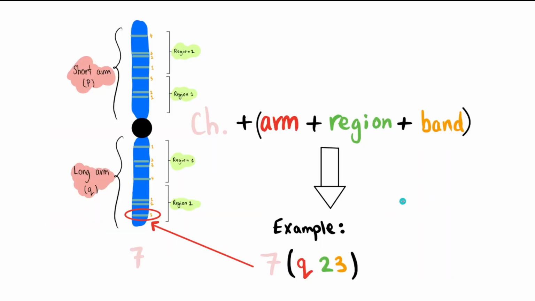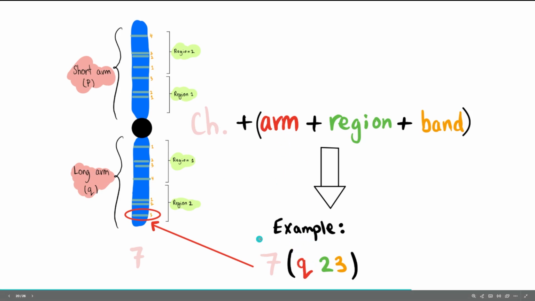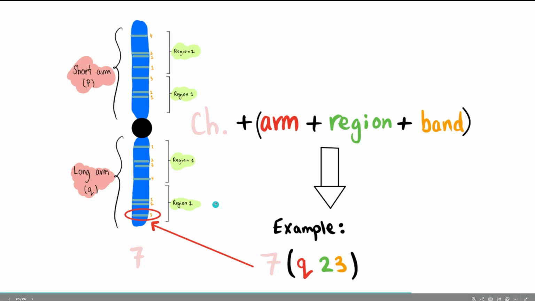Now, the final part of this lecture, we're going to talk about how to actually name certain regions on a chromosome. So let's first start with the chromosome itself. This entire chromosome here, we know is chromosome 7. So we just place it here, 7. Next up, let's zoom in a bit more. Let's identify which arm we're looking at here. Are we looking at the short arm, or are we looking at the Q, or the long arm? In this case, the red circle is pointing at this region over here, which is in the long arm. So we're going to throw a Q right here. So that's 7q.